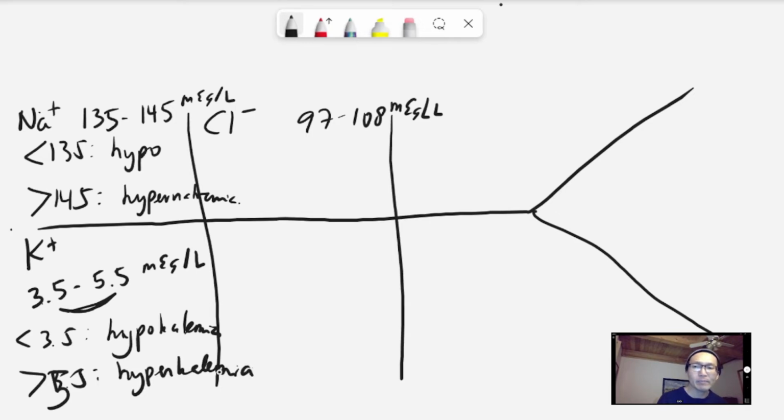Yeah, without potassium, our muscles and heart can't really function. You're going to have arrhythmia if you have either hypokalemia or hyperkalemia. And yeah, this is really important.